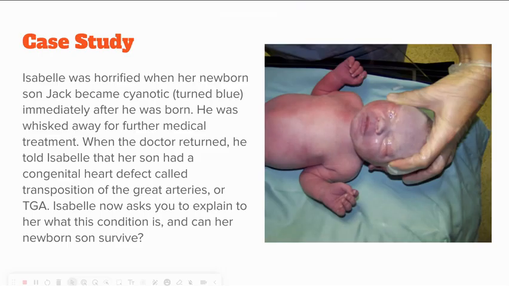Isabel, a mother, was horrified when her son Jack became cyanotic, which means he turned blue just after he was born. He was taken away promptly for further medical treatment, and when the doctor returned, he told Isabel that her son had a congenital heart defect called transposition of the great arteries, or TGA. Isabel wants us to explain to her what this condition is and how likely it is that her newborn son will survive.